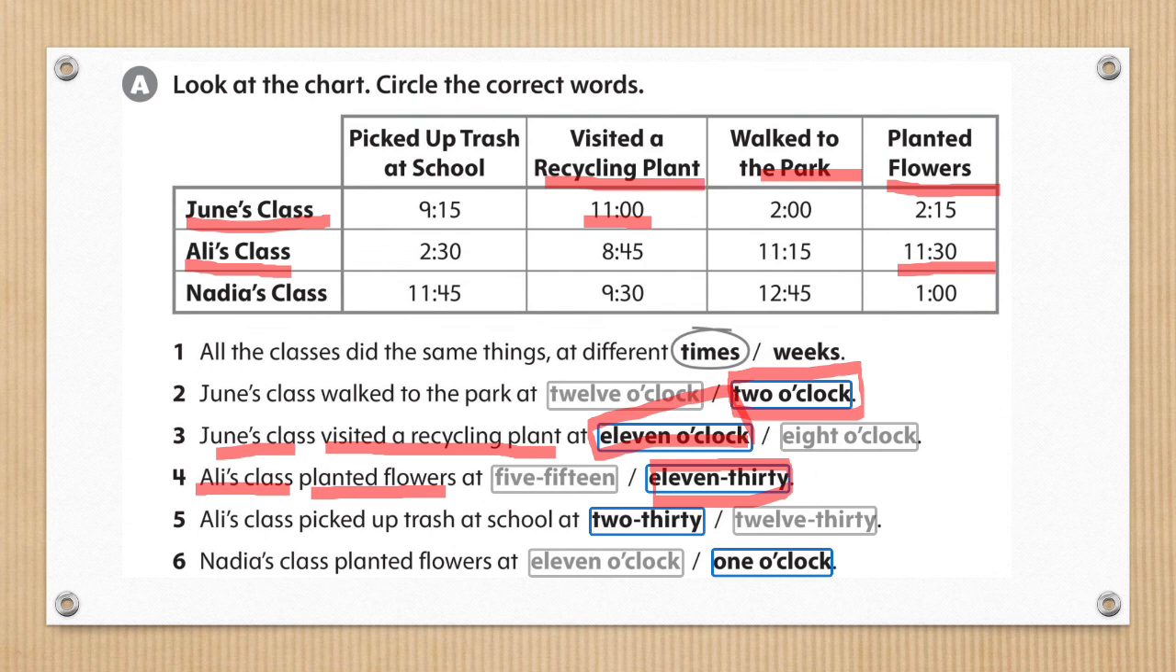Number 5, Ali's class picked up trash at school. What time was that? At 2:30. And number 6, Nadia's class planted flowers at, draw a line, 1 o'clock. Students, please pause whenever you need extra time.